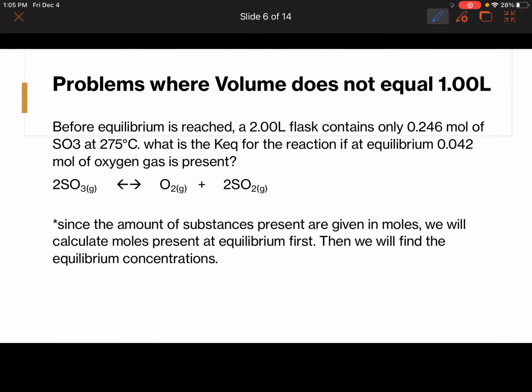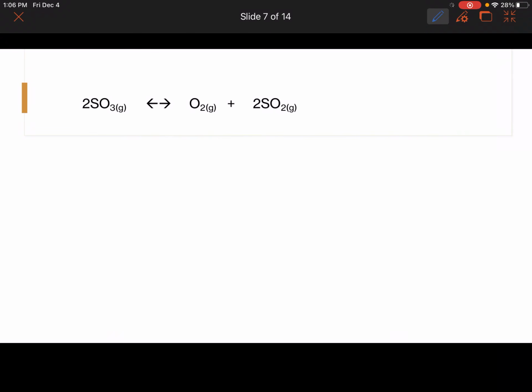Now, since the amounts of substances present are given in moles, we're going to calculate the moles present at equilibrium first, then we're going to find the concentrations at the end. You can do it in the beginning if you want. It really doesn't matter. I just prefer to do it at the end. So looking at this, we've got 2 SO3 in equilibrium with oxygen gas and sulfur dioxide here.